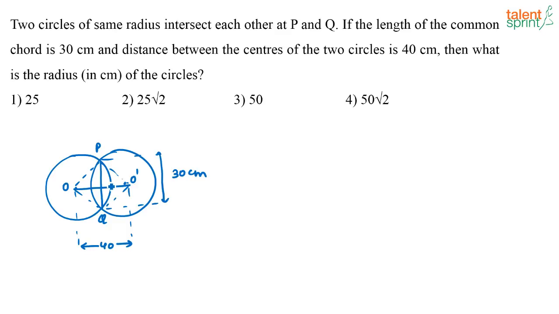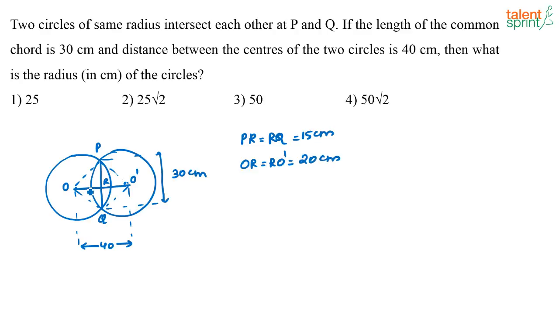Now let us take this point as R. Here we know that the perpendicular from the center of the circle will bisect the chord, so PR is equal to RQ. If this length is 30, PR has to be 15 centimeters. Similarly, this chord is common for both the circles and both the circles have the same radius, so OR is equal to RO dash. If this full length is 40, OR is equal to RO dash is equal to 20 centimeters.